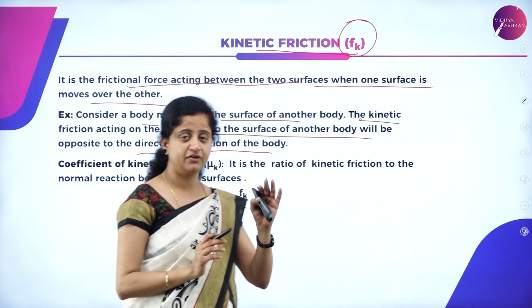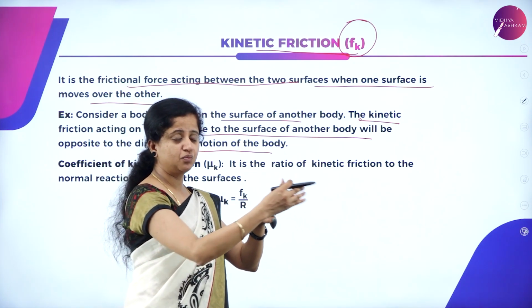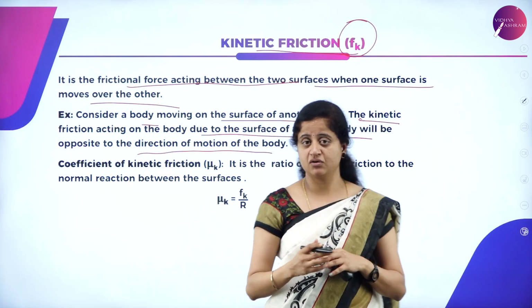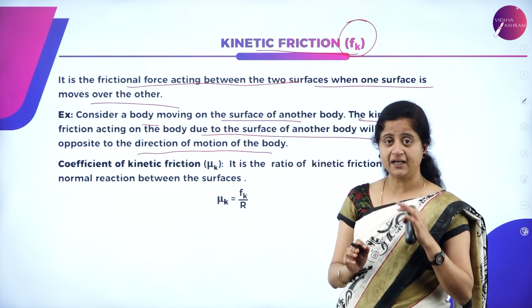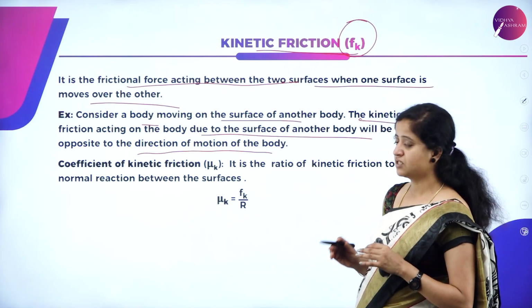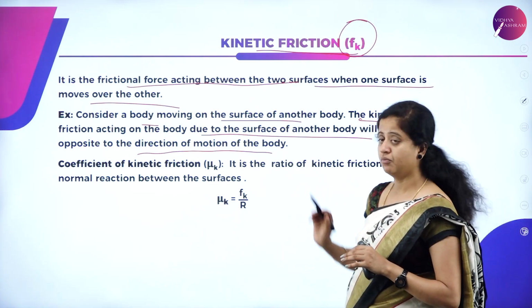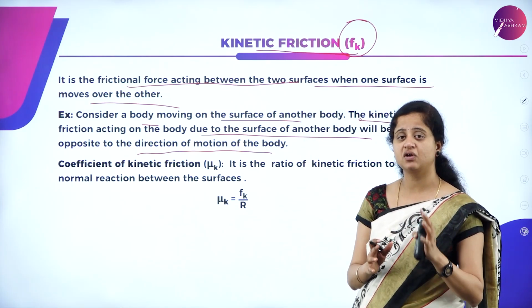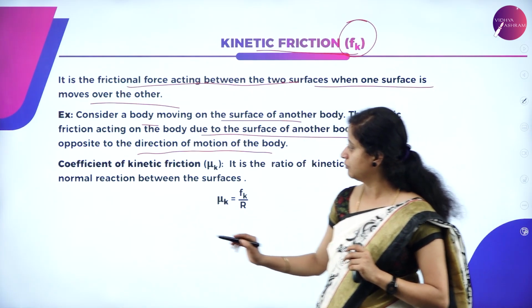For example, if we have two bodies, one body moving on the other body, then the kinetic friction acting on one body due to the surface of the other body is opposite to the direction of motion of the body. So the kinetic friction that develops is always opposite to the direction of a moving body.